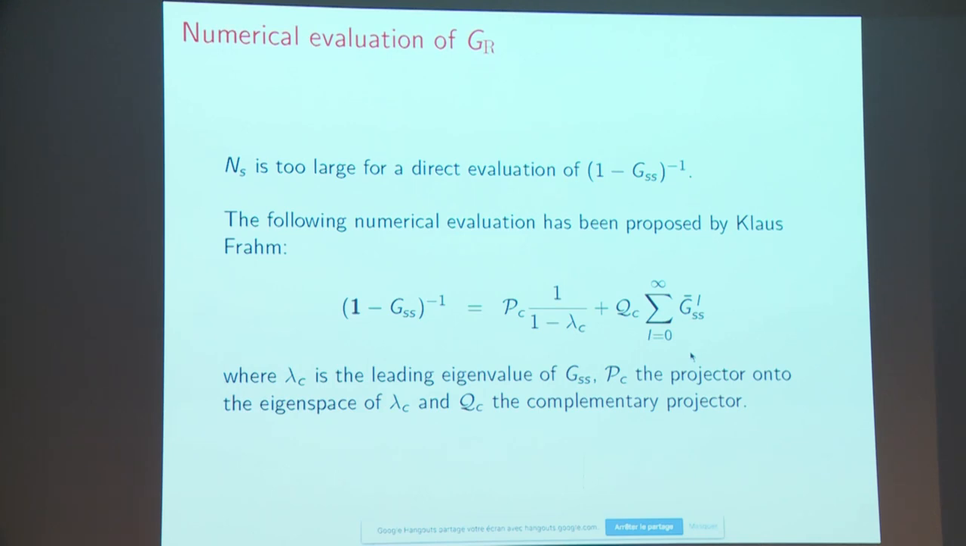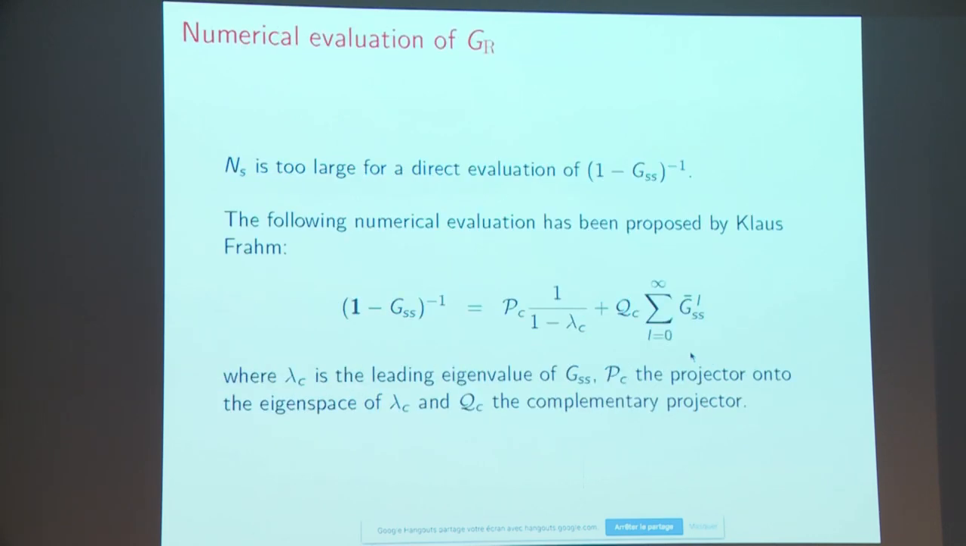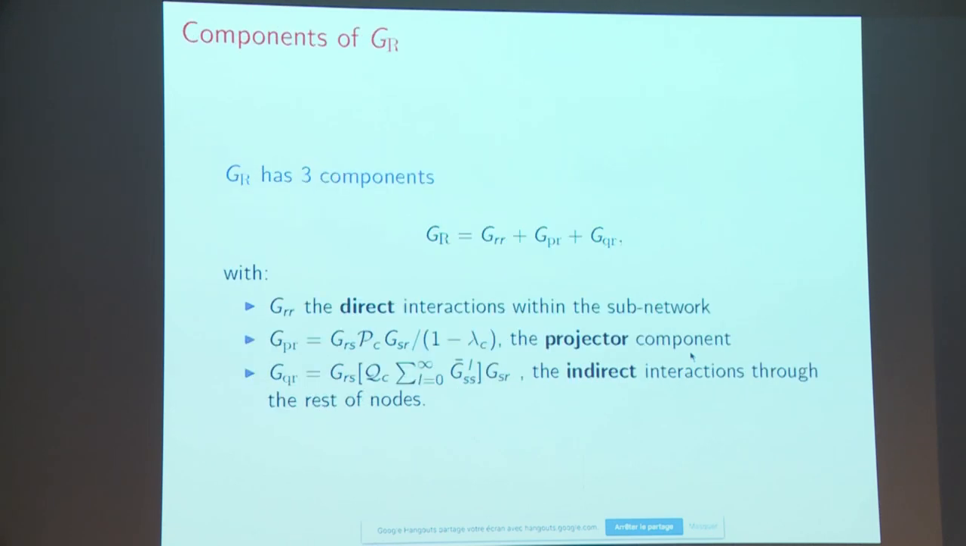So the first part, the left part, PC over (1 minus lambda c), represents the projector component, and on the right-hand side you have the complementary projector component. When you integrate this derivation into the definition of the reduced Google matrix, you can see that GR is simply a sum of three components.